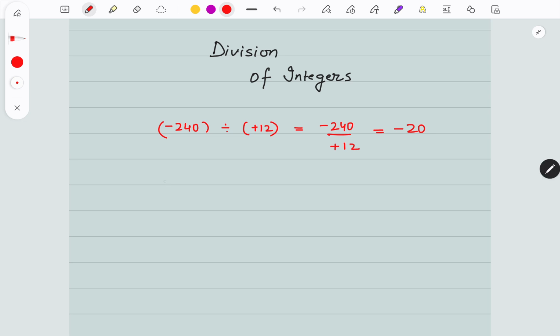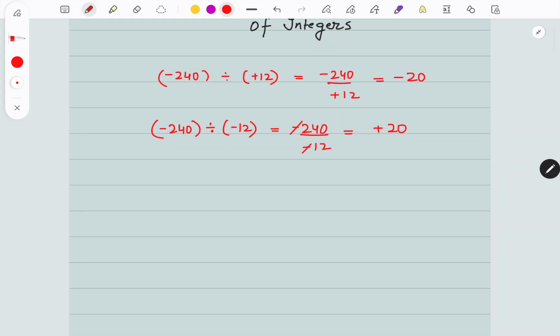So now we change this example a bit by changing the sign of 12. That is, this time we are going to take it as minus 12. Now we solve it. Minus 240 by minus 12. Minus minus gives us positive and the answer remains the same, that is 20. So here minus is actually cancelling out from top and bottom. So these were two examples.